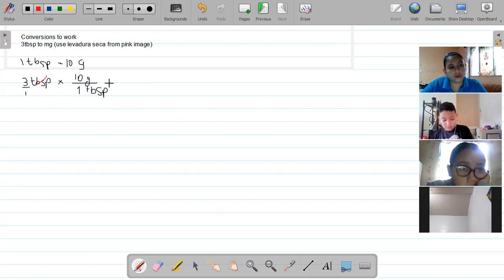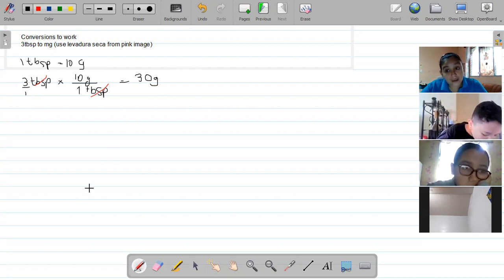I cancel tablespoon to tablespoon and I'm left with grams, which is not what I'm being asked, but I'm going to work with that. And I'm going to say, okay, 3 times 10, I'm going to do it straight away because it's small numbers that I can do, is 30 grams. And 1 times 1 is 1, 30 grams. But I'm not being asked for grams. I'm being asked for milligrams.